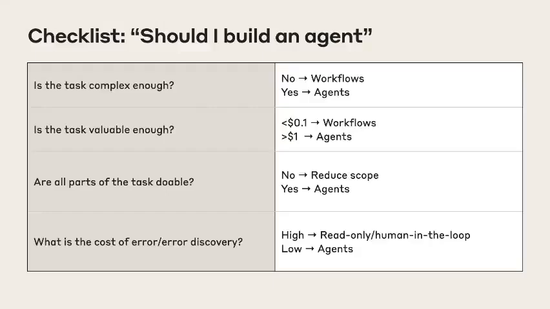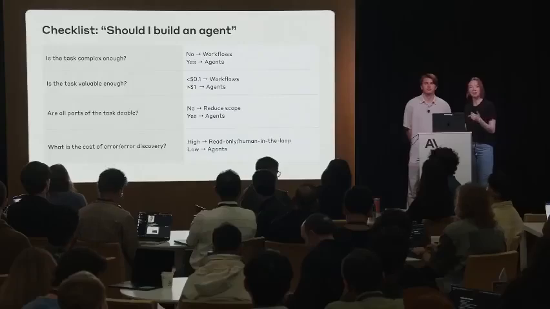The next piece is, are the parts of the task doable? So when you think about the task that has to occur, would you be able to give the agent the tools that it needs in order to accomplish this task? If you can't define the tools, or if you can't give the agent access to the information or the tool that it would need, you may want to scope the task down. If you can define and give to the agent the tools that it would want, that's a better use case for an agent.